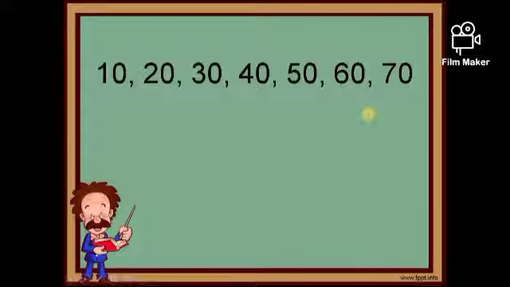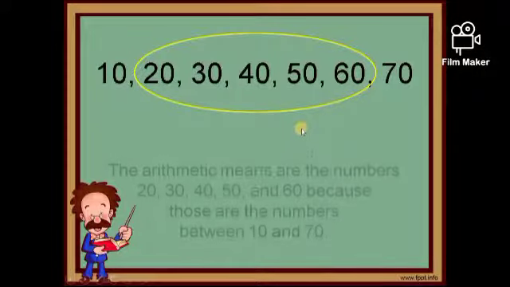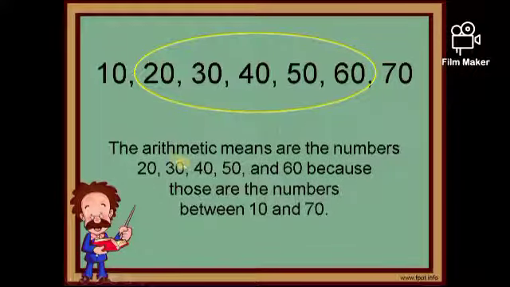Where's the arithmetic mean? So the arithmetic means are the numbers 20, 30, 40, 50, and 60 because those are the numbers between 10 and 70. So very easy. Arithmetic means are the numbers between two terms in a sequence. Okay.